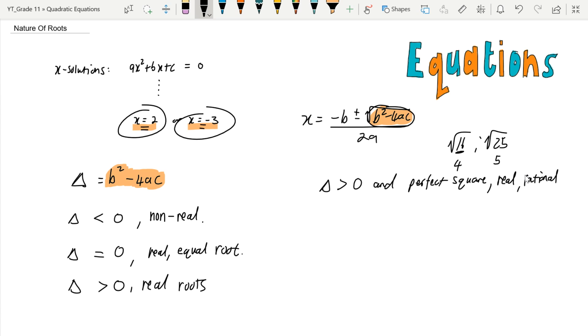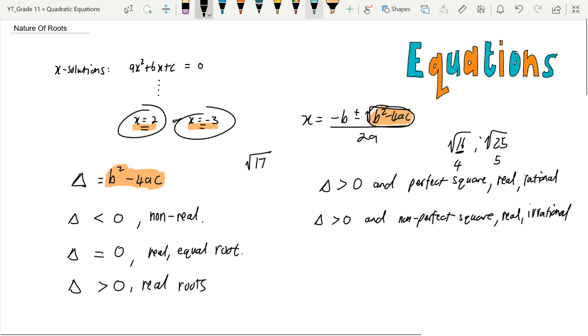When will we? Well, when your delta is bigger than 0 and underneath your square root, you've got a non-perfect square. What will the roots be then? A non-perfect square, what will be an example of that? A non-perfect square will be the square root of 17. It's not a perfect square. So that will be an irrational number. When you put it into a calculator, it would give you like 4 point something. Okay. So then the roots will be real. They exist, but they will be irrational.